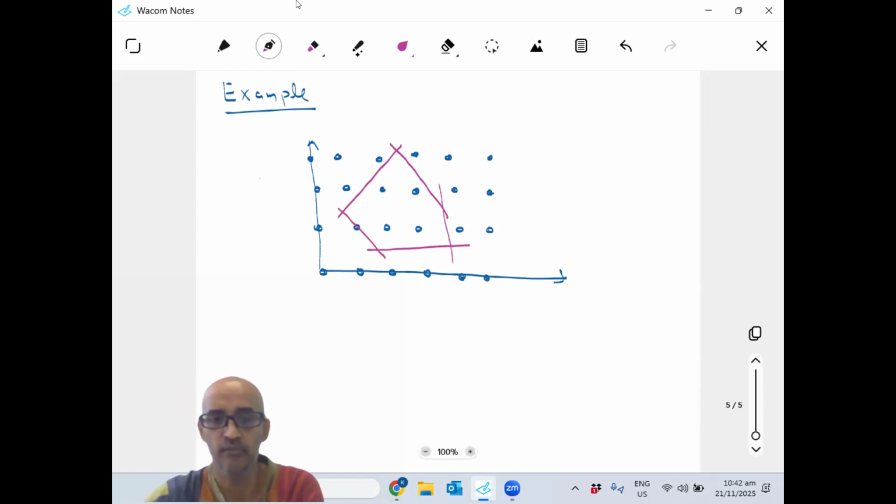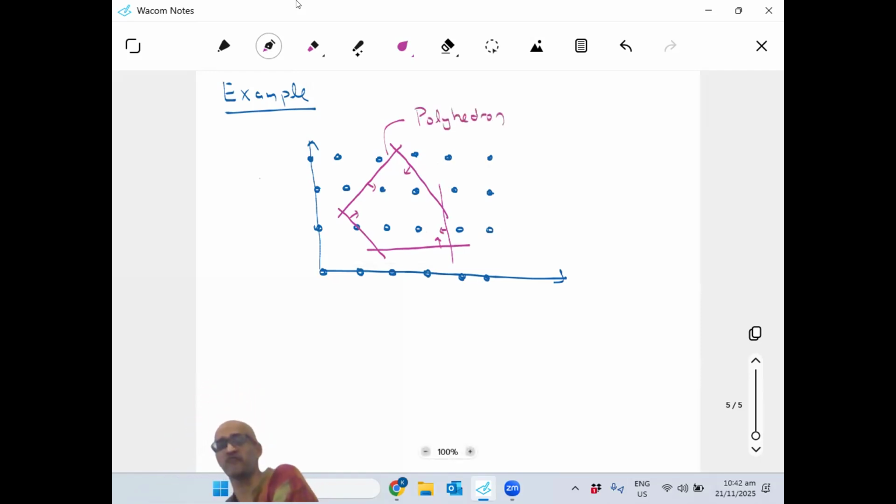Okay. So this is a polyhedron. How many constraints are in the polyhedron? 1, 2, 3, 4, 5. Okay. So this is polyhedron P. These are linear constraints. And for now, you can think of this as a pure integer program.